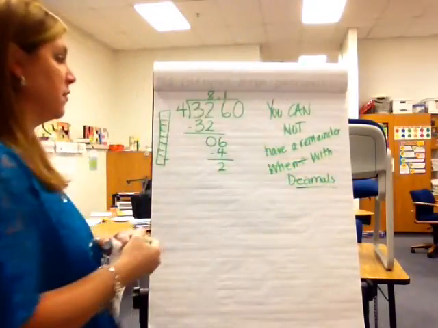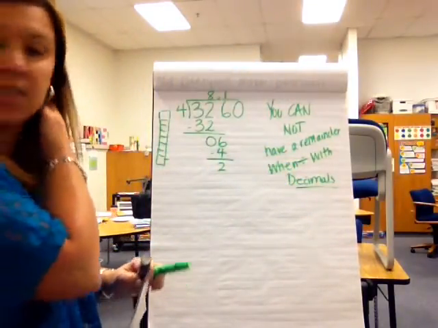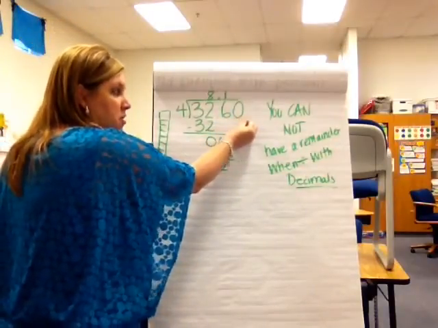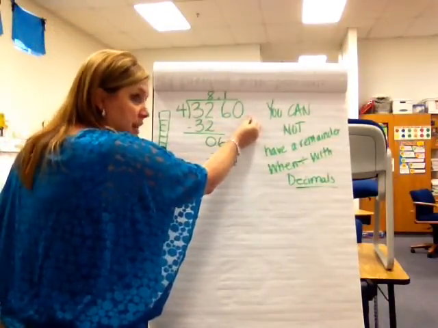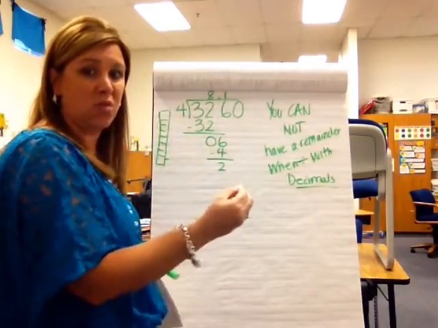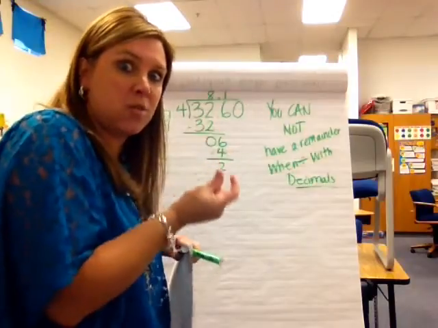Okay, you cannot have a remainder when you're dividing with decimals. You have to continue breaking it apart. I can take tenths and break it into hundredths. I can take hundredths and break it into thousandths, thousandths into ten-thousandths, hundred-thousandths, and so on and so forth. You're just getting a very, very specific number.